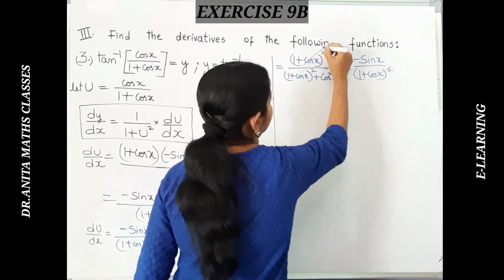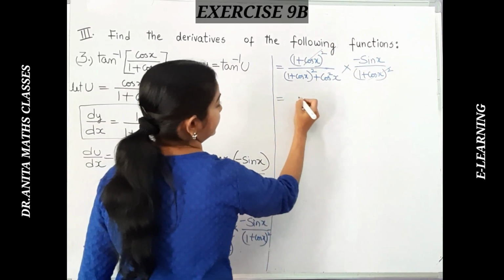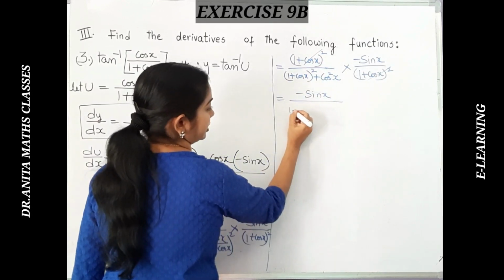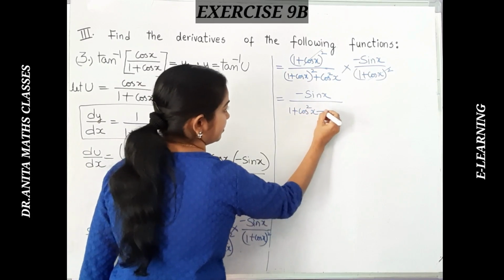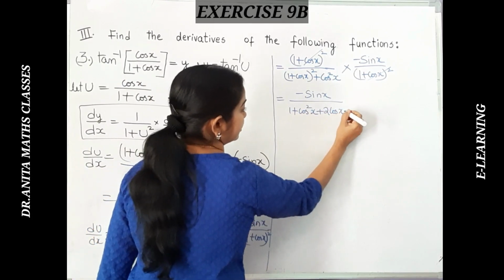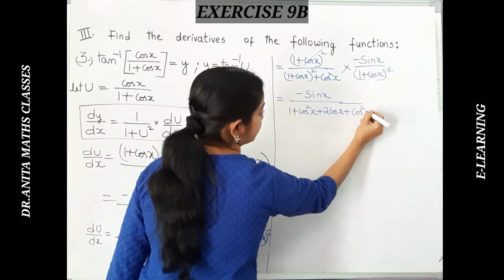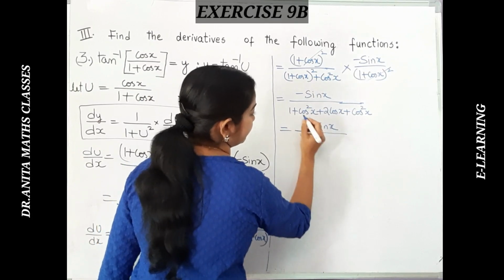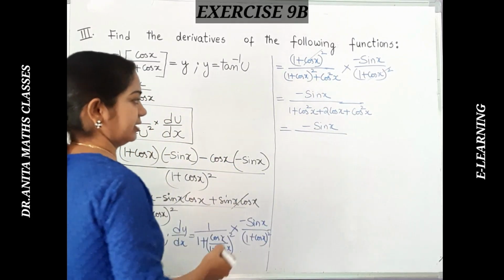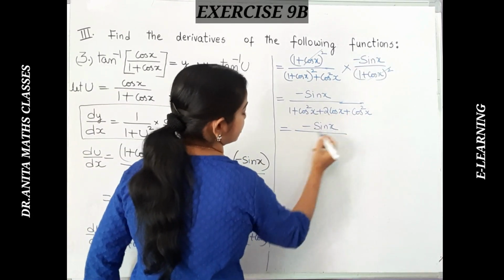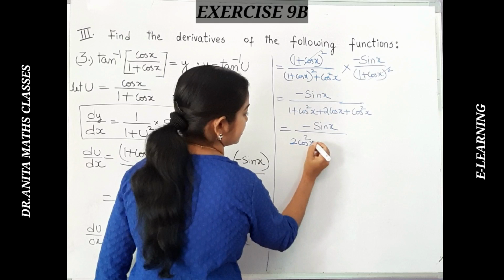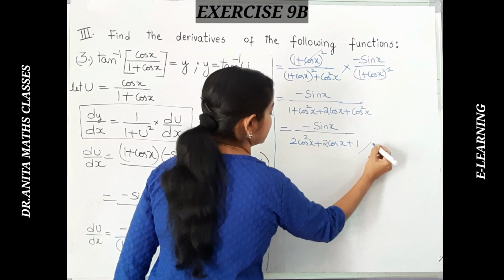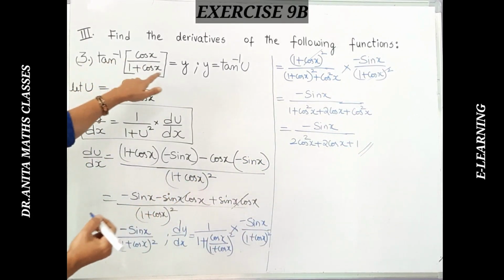So we can cancel these two up and down, and here minus sin x divided by a plus b whole square, so a square plus b square plus 2ab. Here I have expanded again. So this comes to minus sin x divided by, we'll write it in the quadratic form. Let us write, see here, cos square x, 2 cos x plus 1. So this is the derivative of tan inverse of this.